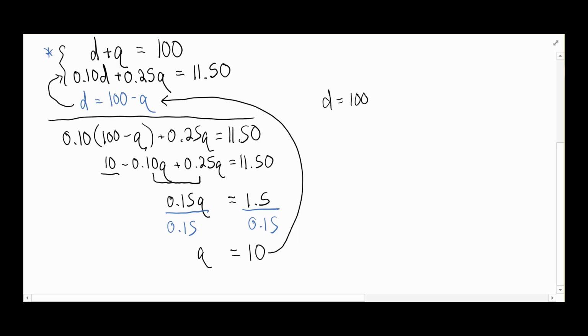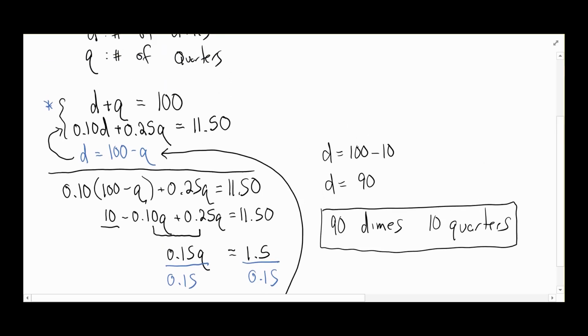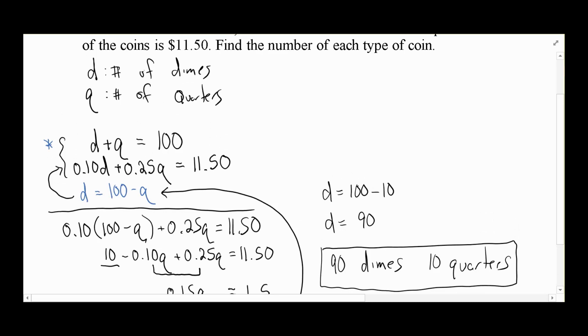D equals 100 minus our Q, or D equals 90. And so this is telling me I have 90 dimes and 10 quarters. Now our last step of any word problem should be to take a look at this answer and say, did I answer the question and does it make sense? So let's go back to the question itself, where the question said find the number of each type of coin. We definitely did that. So now let's see if this answer makes sense.